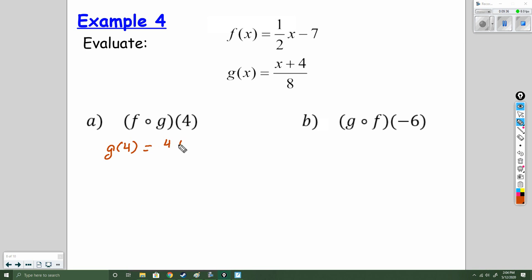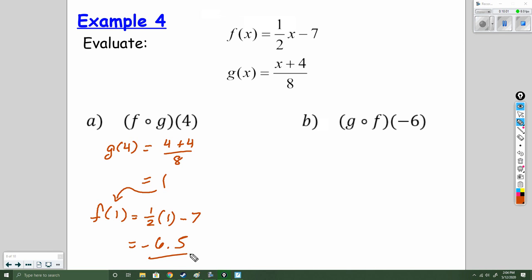All right, so that's 4 plus 4 over 8, which is 8 over 8, or 1. Now let's plug 1 into function f. So we get 1/2 times 1 minus 7. 1/2 times 1 is just 1/2, and 1/2 minus 7 is negative 6.5.